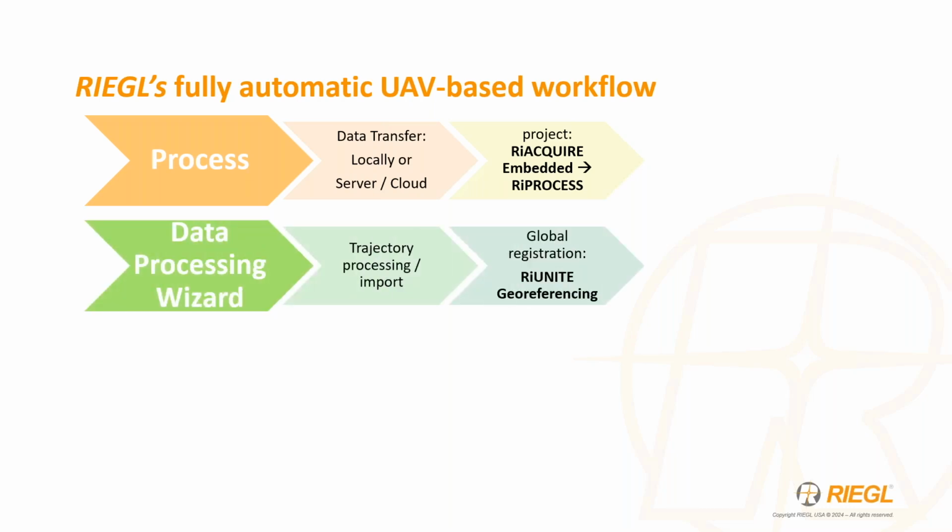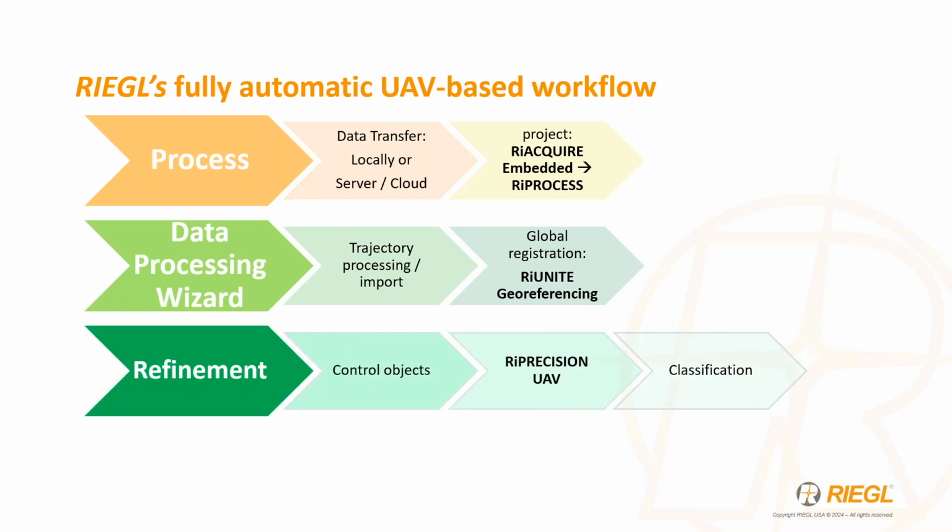And then this is where the magic happens. With your data processing wizard, as we call it in RIProcess, you're able to bring in your process trajectory file, or just import that in. And then you're able to take that processed file, register your data through RIUnite georeferencing. So you're able to align that all together.